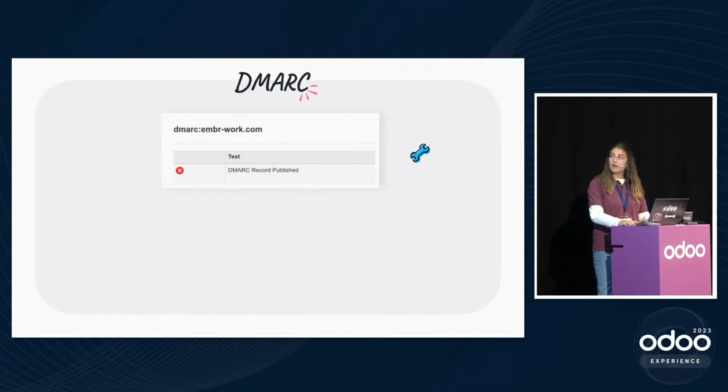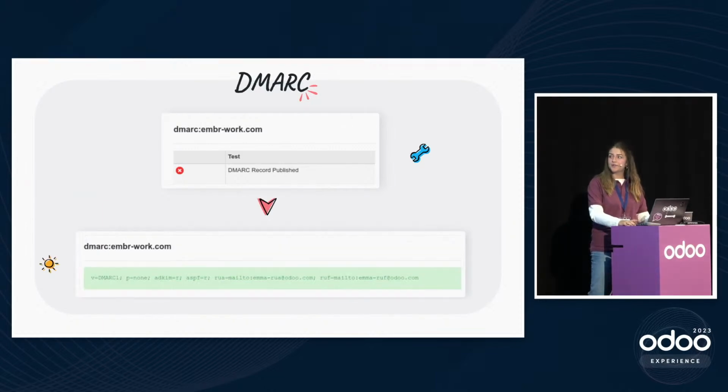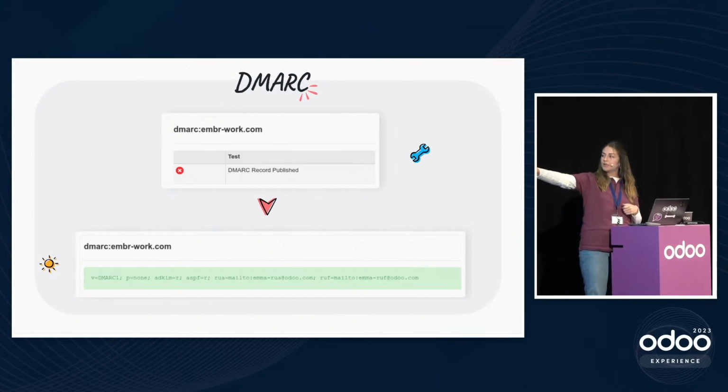So here, my DMARC record is not published, and here it's properly configured. You can see I added two email addresses that I own to receive the reports I was talking about.